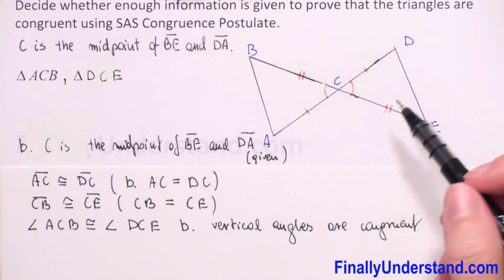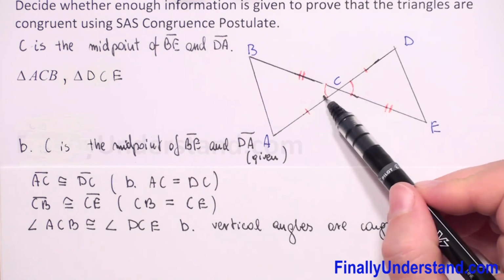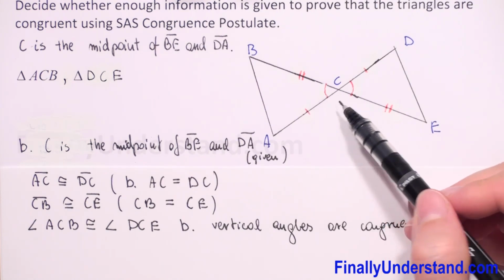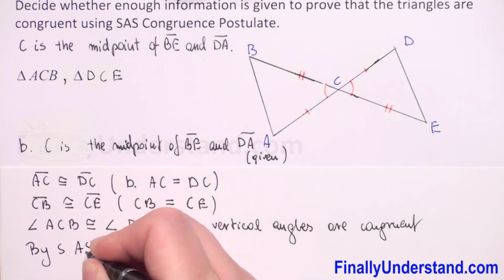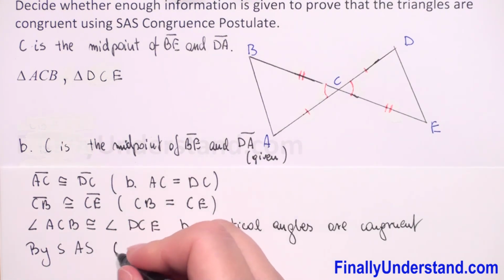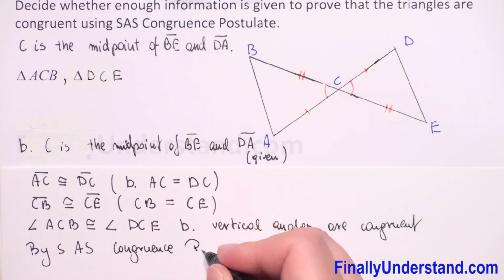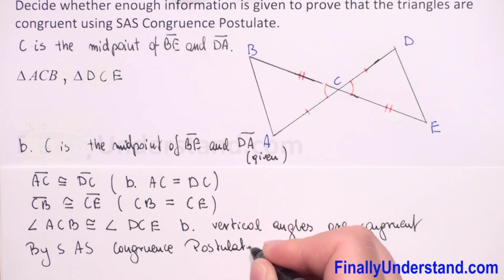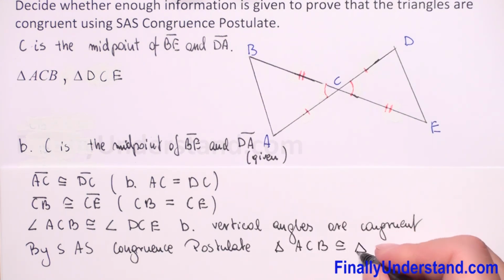So we have two sides congruent, and the angles between these two sides are congruent. So by the side angle side congruence postulate, triangle ACB is congruent to triangle DCE. This is my solution.